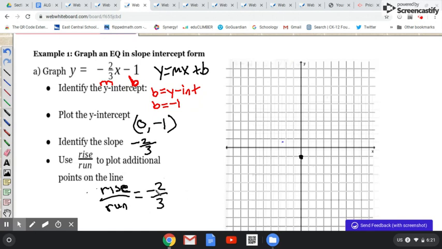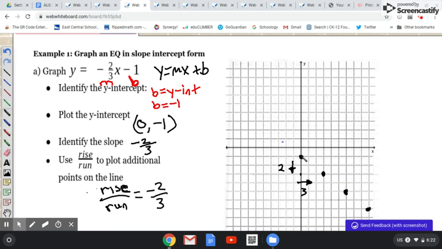So our rise is down 2. So from our y-intercept, I'm going to go down 2 units, 1, 2, and our run is 3. So then I'm going to go to the right because it's a +3, going to the right 3 units, 1, 2, 3. And there's my next point on the line. I can continue this pattern, down 2 over 3, down 2 over 3, to find more points on our line.